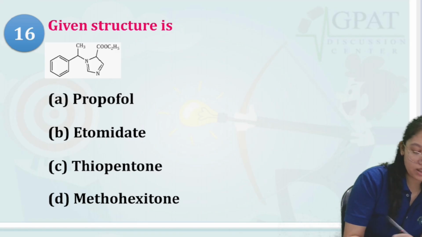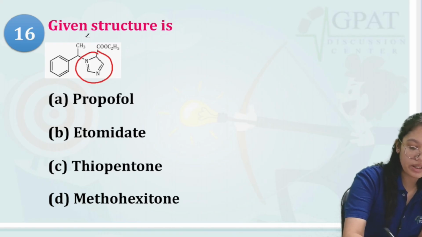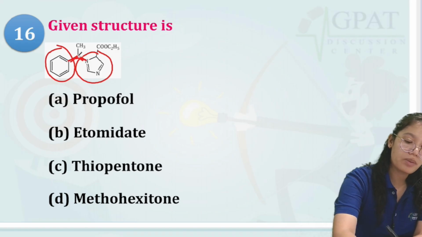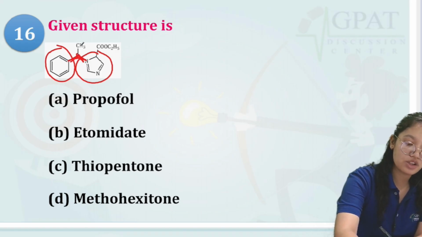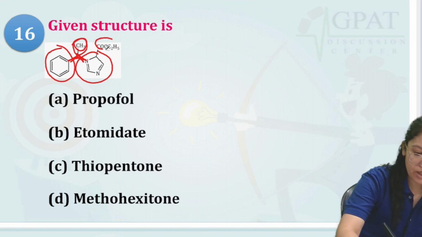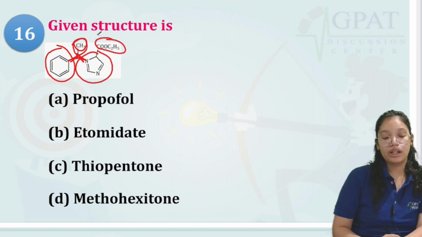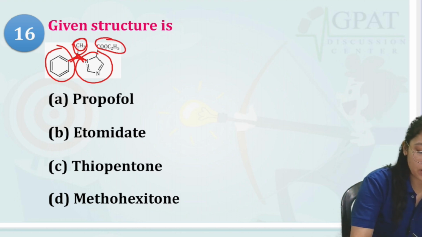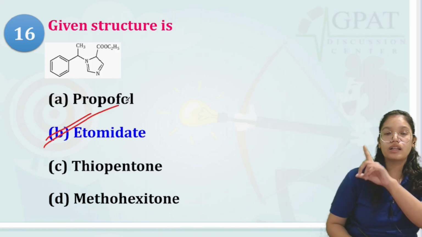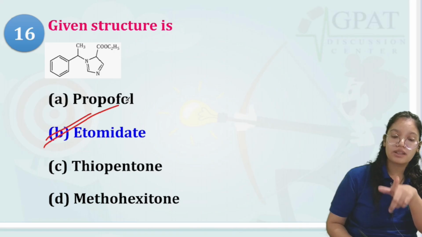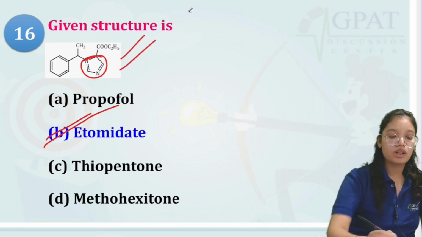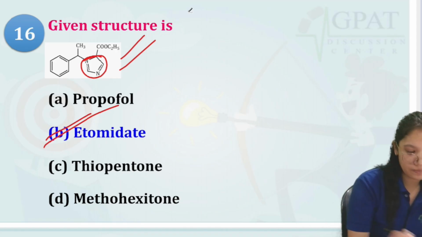So here we have an imidazole ring, here we have a benzene ring again, bonded by the bridge, that is the CH2 bridge. Then here we have CH3 attached to that, and here we have an ester group again. So this particular ring belongs to what? Etomidate. Right now we discussed the heterocyclic ring that is present in etomidate, we call it imidazole. So this particular structure belongs to etomidate.